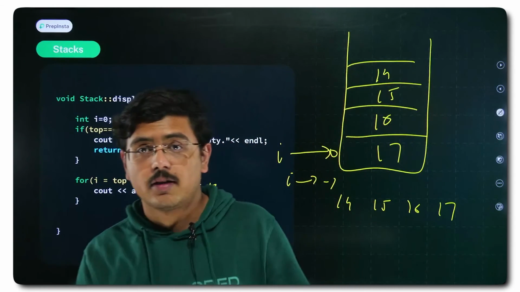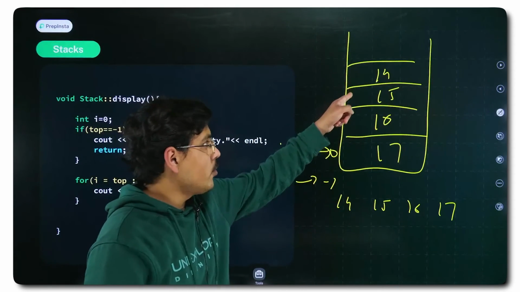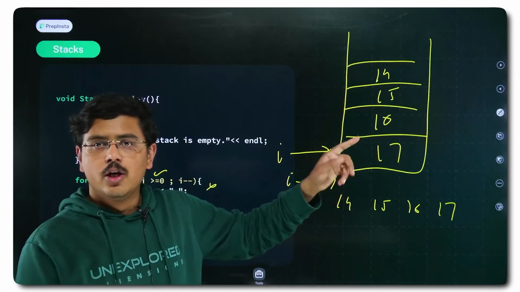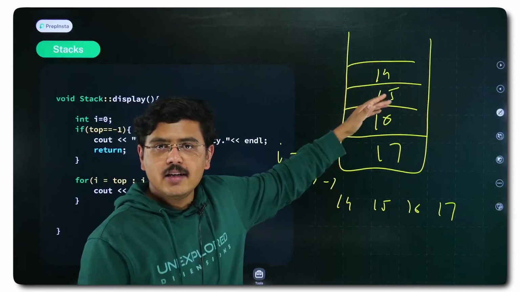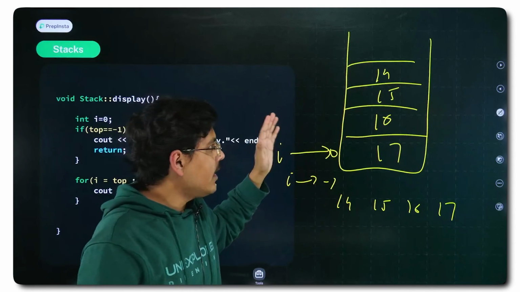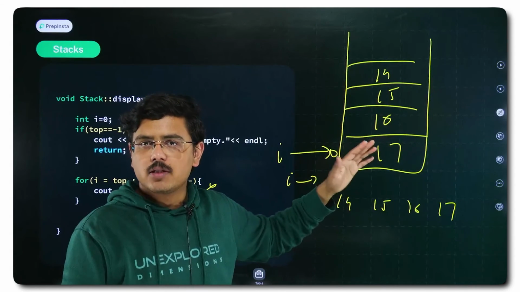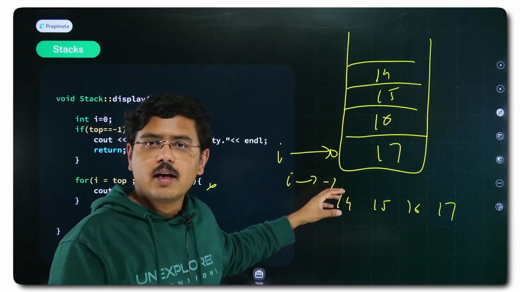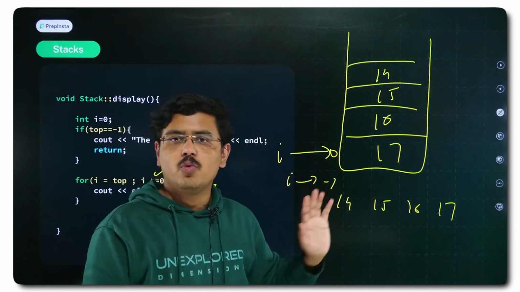Fine. But the interesting thing to notice is that you're printing from top to bottom. So even when you're displaying the stack, you display in a manner where the last element added is shown first, and then the chronological order of adding the elements is followed. Basically what I'm saying is, the one that came last will be shown first, and the one that came first will be shown last. Fine. In this manner you print it out.